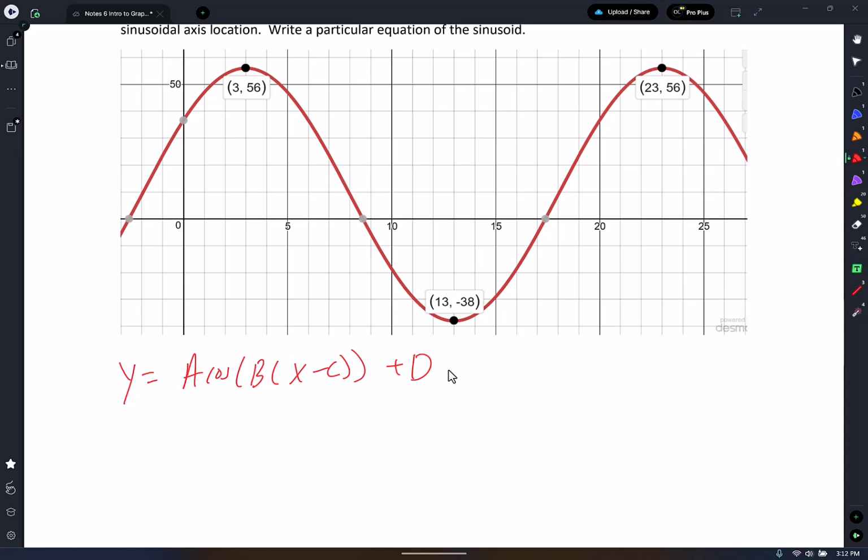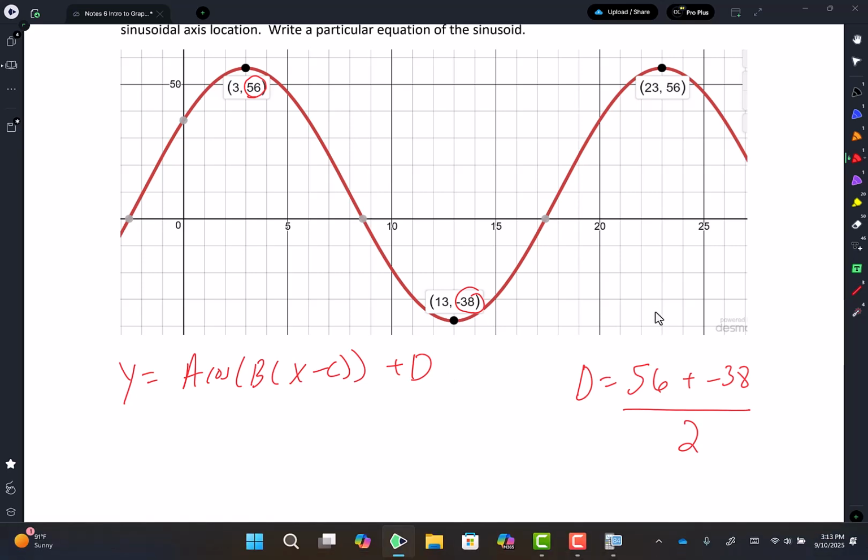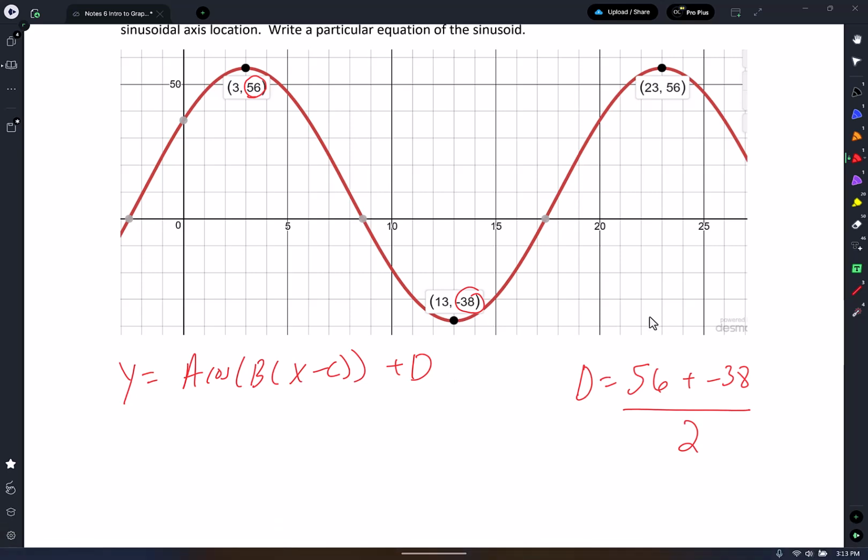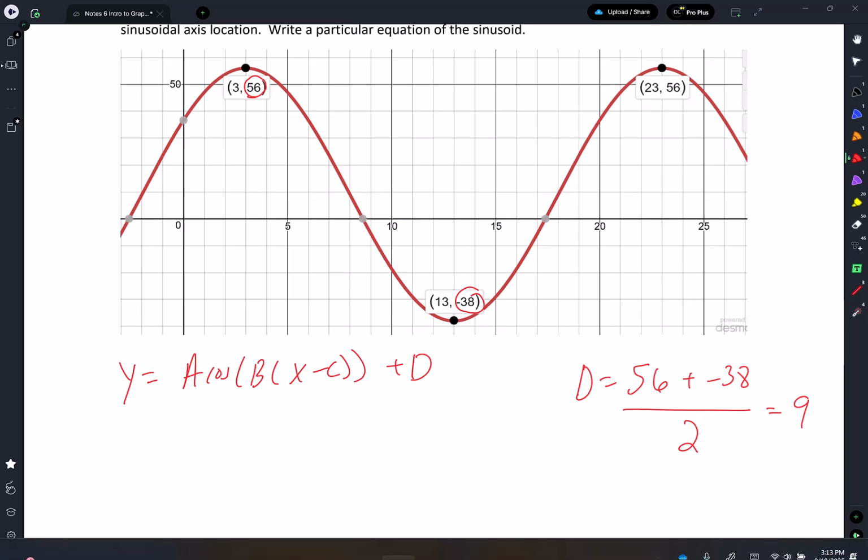All right. I think the easiest thing to figure out is the midline. 10, 20, 30, 40, 50. Okay. How do you find the middle of anything? Add, divide by 2, right? That's how you find the middle of anything. So if I want to find the midline, I'm going to write d equals, add the max, 56, the y value, plus add the min, the -38, divided by 2. And that's going to be your midline. So 56 plus -38 is 18, divided by 2, 9.